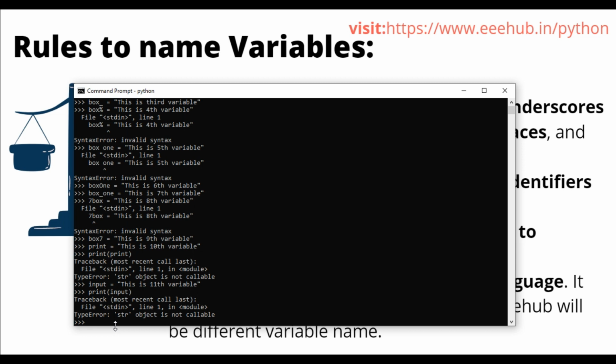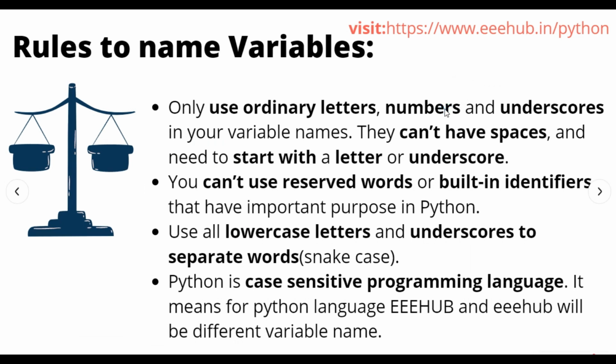Okay, now I will move to the third point, that is use all lowercase letters and underscore to separate words. So I had already discussed this. Okay, if you are naming some variable and your variable name contains two words, then you can separate the words by using an underscore, and this case is called snake case, and you can use this while naming any variable which has two words.